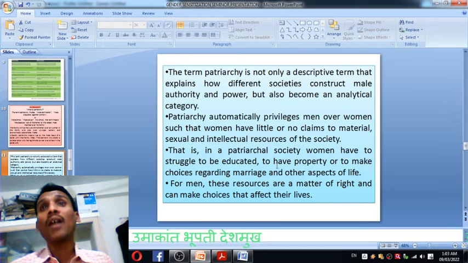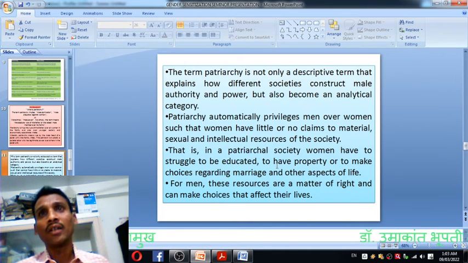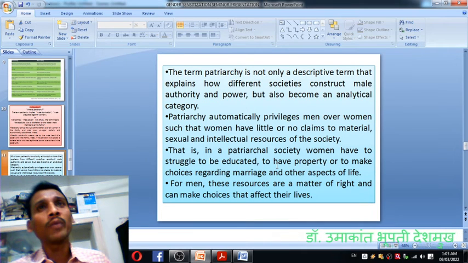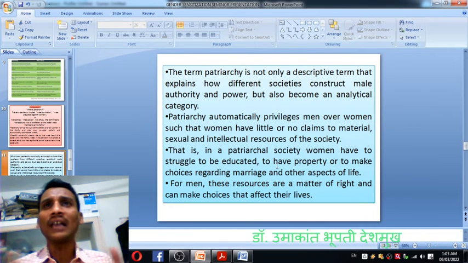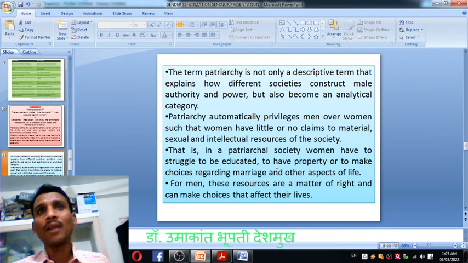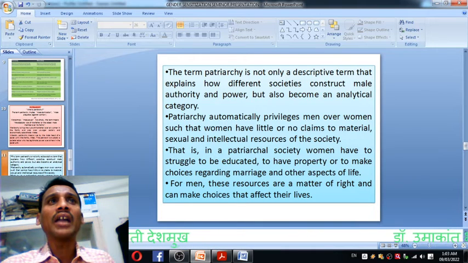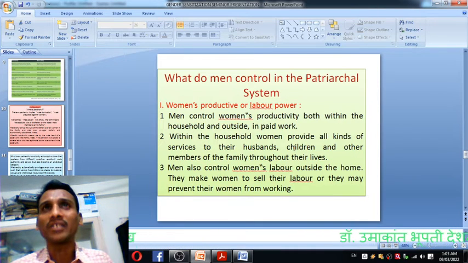That is, in a patriarchal society, women have to struggle to be educated, to escape poverty, or to make choices regarding their marriage and other aspects of life. For men, these resources are a matter of right and they can make choices that affect their lives. So this is what suggests patriarchy.